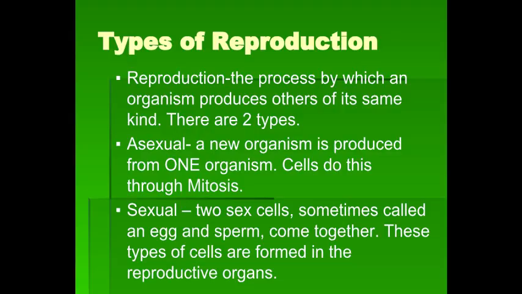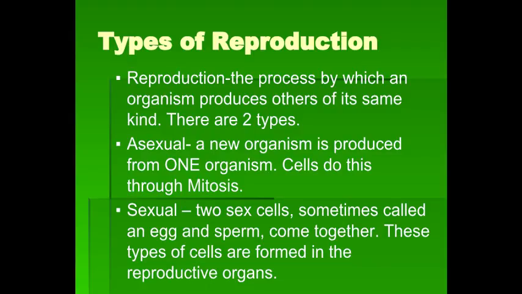Now, there is more than one type of reproduction. Reproduction is just how an organism produces others of its same kind, and there are two types. So asexual reproduction is just how an organism is produced from one organism. This can be a simple organism that's doing this, or this can just be like the cells in your body. Mitosis is an example of asexual reproduction.